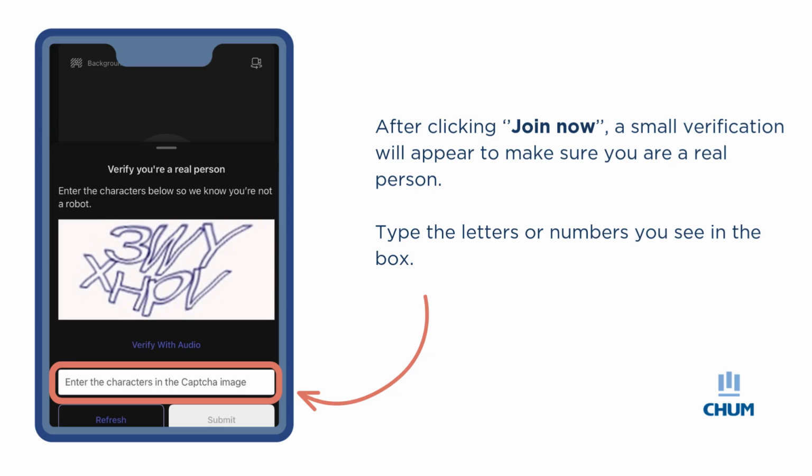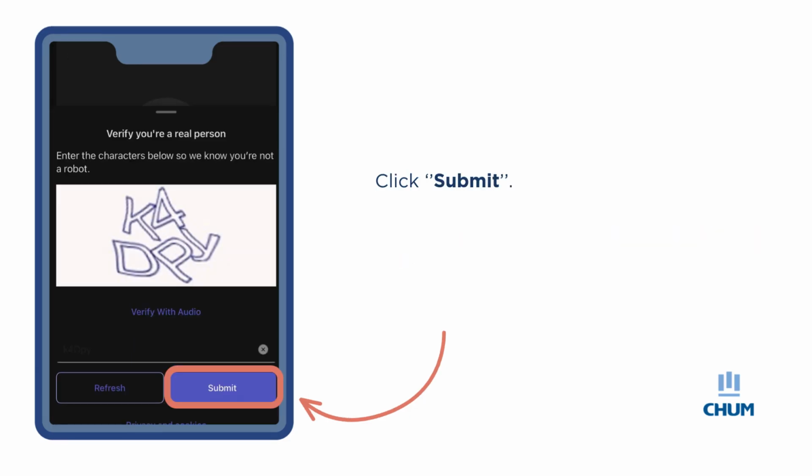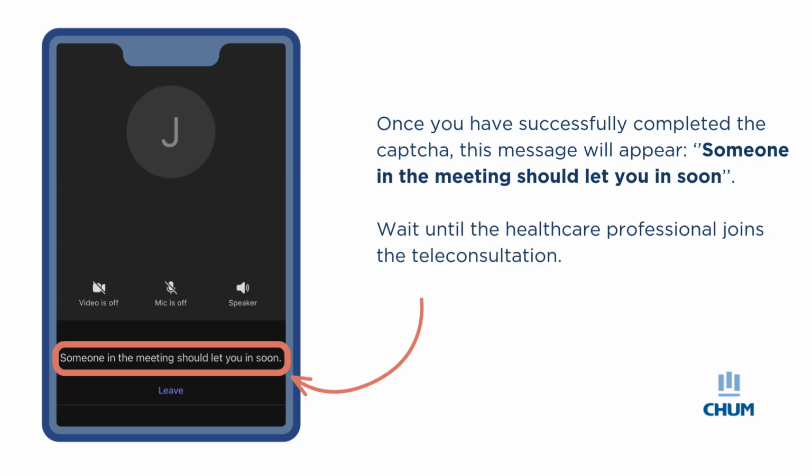After clicking Join Now, a small verification will appear to make sure you are a real person. Type the letters or numbers you see in the box. Click Submit. Once you have successfully completed the CAPTCHA, this message will appear, "Someone in the meeting should let you in soon." Wait until the healthcare professional joins the teleconsultation.